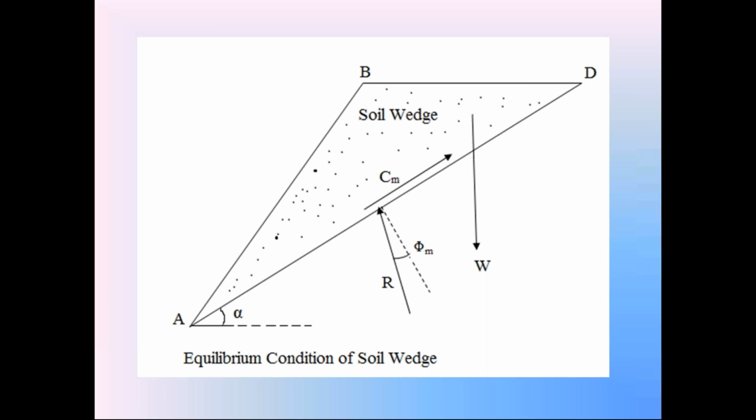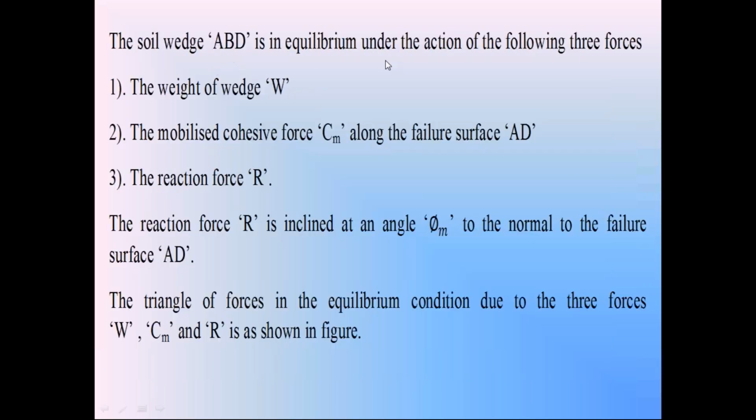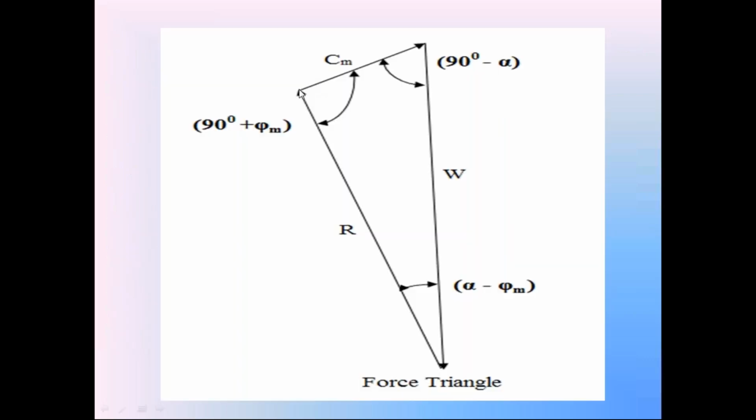Now prepare that force triangle. The soil wedge is in equilibrium condition due to the action of three forces. One is the weight of the soil wedge. Next one is the mobilized cohesion force Cm. Third one is the reaction, making the angle phi m with the perpendicular. Since the soil wedge is in equilibrium condition, the three forces will form the force triangle. This is the force triangle of the three forces acting on the soil wedge.